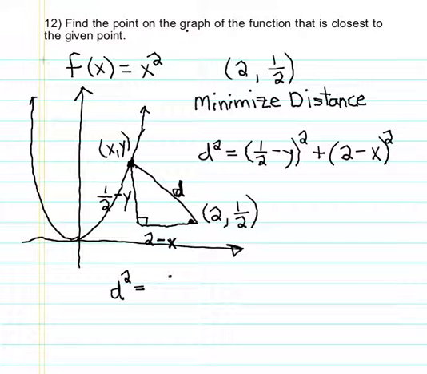equals (1/2 minus y, which is now x squared), the group squared, plus (2 minus x), the group squared.